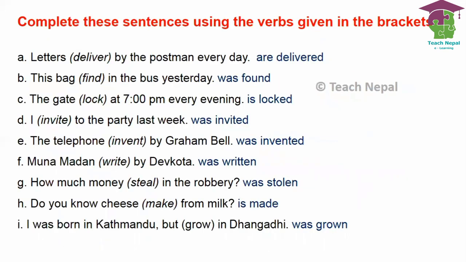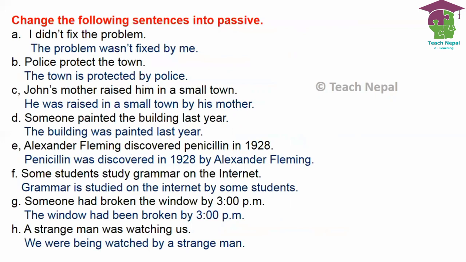Okay, you have been given these exercises, right? Letters delivered by the postman every day, are delivered, right? This bag found in the bus yesterday, was found. We have to use it, right? In the present it also happens, the present tense also has passive, the past also has it, the future also has it, all tenses have it, so you have to use those kinds of auxiliary verbs. In the present, we use is, am, are; in the past, was, were, or had; in the future, will be or will have been plus verb 3. Basically has, have, had plus verb 3, in such cases we have to use been there, right?